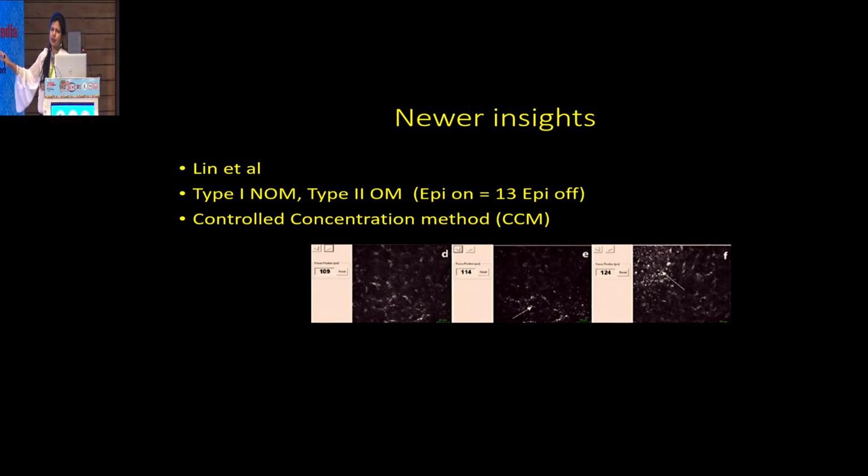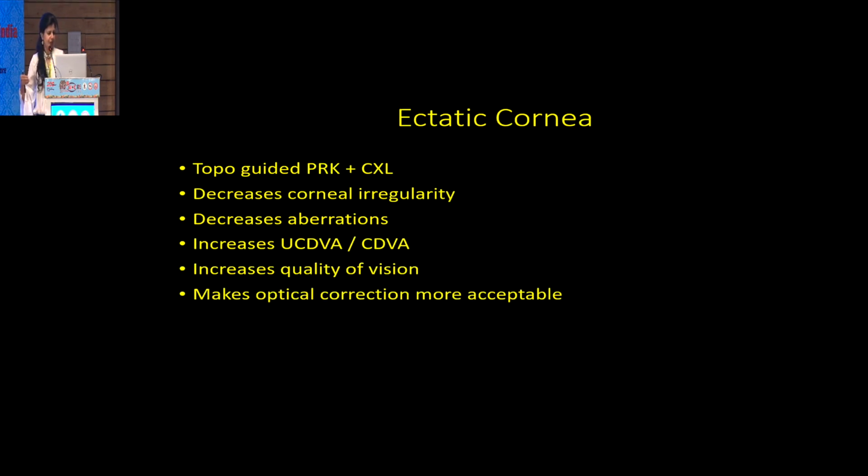Now, there have been some new insights by Lin et al. Because we have found that CXL can be either oxygen-mediated or non-oxygen-mediated, that's how they distinguish the two types, type 1 and type 2. Initially it was believed to be completely oxygen-mediated, but now it has been shown that a large part of it is non-oxygen-mediated, and that is why epithelium-on procedures are also at least one third as efficacious as epithelium-off. And of course, they have suggested a concentration control method where you keep on adding riboflavin during the procedure.